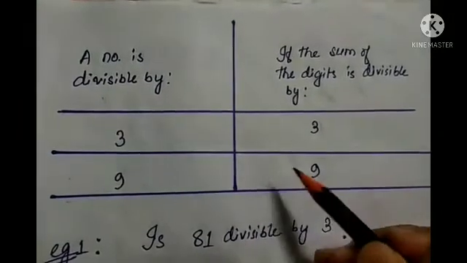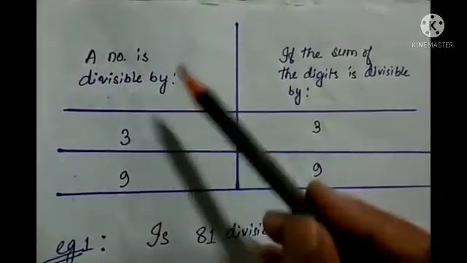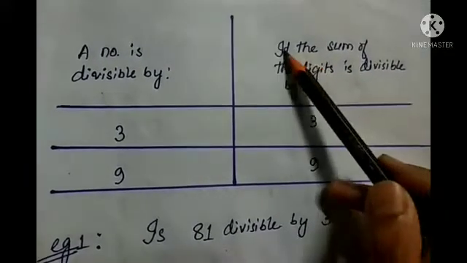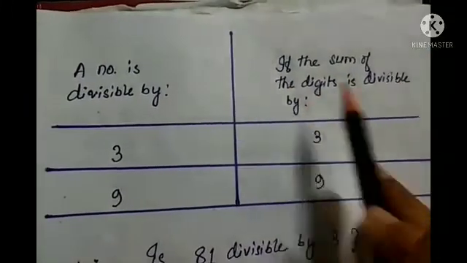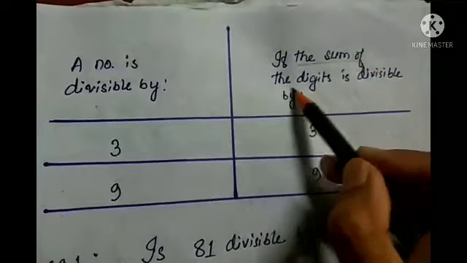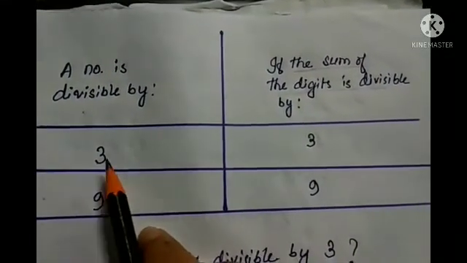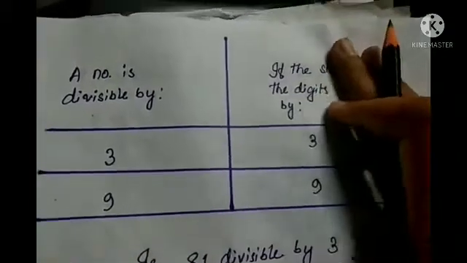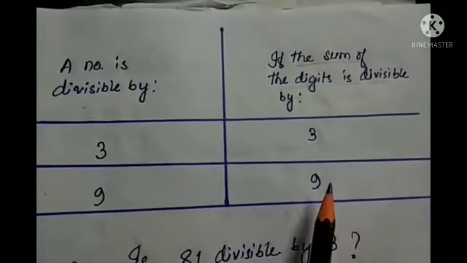Here I have another table. Here also I have written a number divisible by. With these numbers we will check if the sum of the digits is divisible by 3 or 9. So you have to see these, students. These are very important lines. A number will be divisible by 3 if the sum of its digits is divisible by 3. A number will be divisible by 9 if the sum of its digits is divisible by 9.